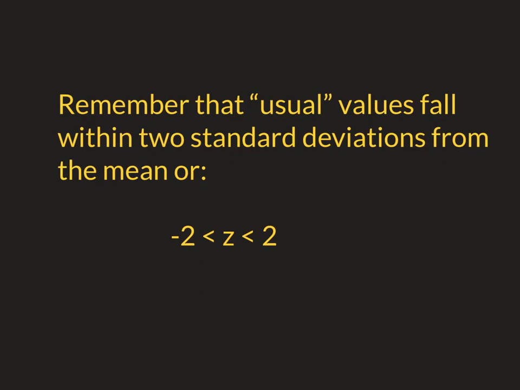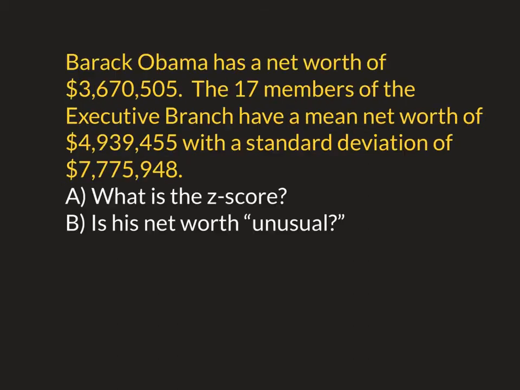All right. Remember that usual values, if something's considered usual, will fall within 2 standard deviations of the mean. Remember doing 68, 95, 99.7? Well, 95% of the values are going to fall between -2 and +2 on Z-scores, which is -2 and +2 standard deviations away from the mean. So if it's usual, it'll be between -2 and 2. Anything outside of that is considered an unusual value.